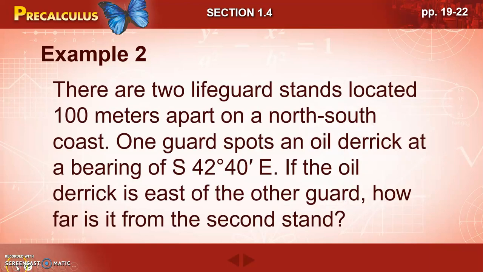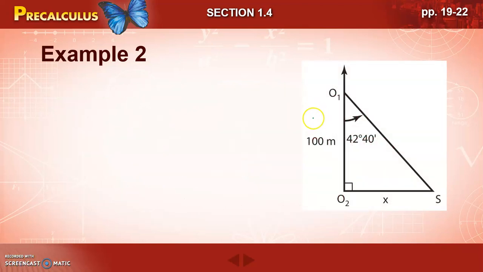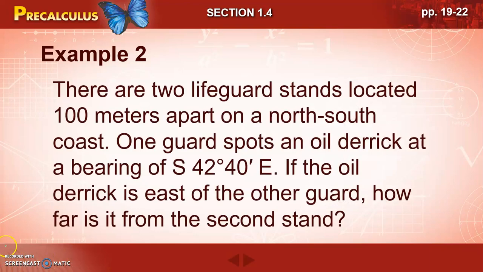All right, so we have two lifeguard stands located 100 meters apart on a north-south coast. So this must be lifeguard stand 1. I probably would have labeled it lifeguard stand 1 and lifeguard stand 2. And here they are, 100 meters apart in the north-south direction. Let's go back and look at our next piece of information. One guard spots an oil derrick at a bearing of south 42 degrees 40 minutes east. If the derrick is east of the other guard, how far is it from the second stand?